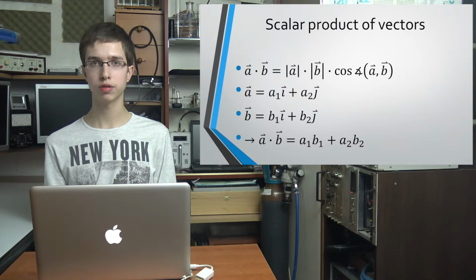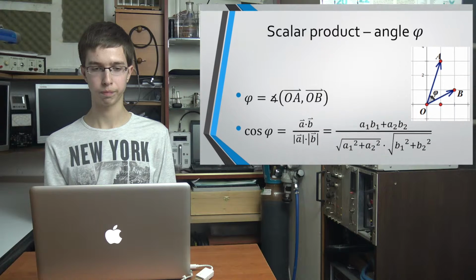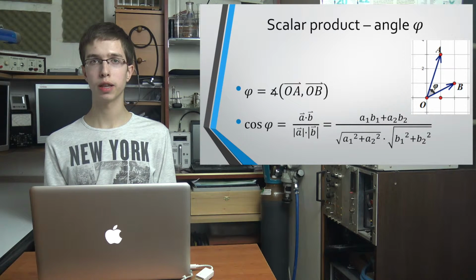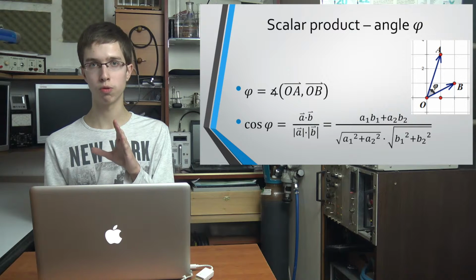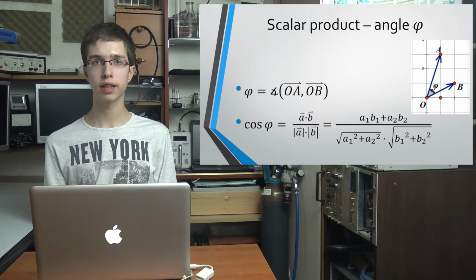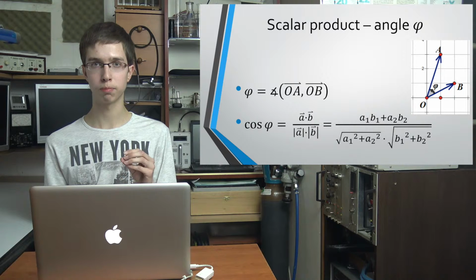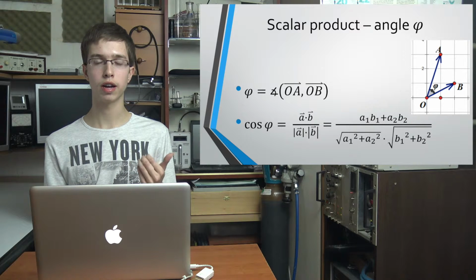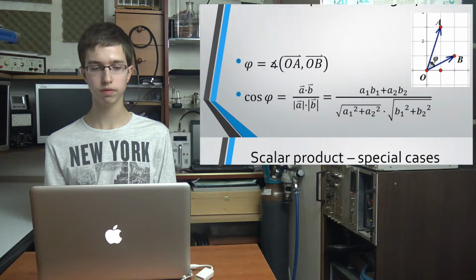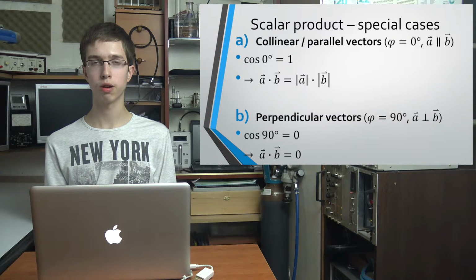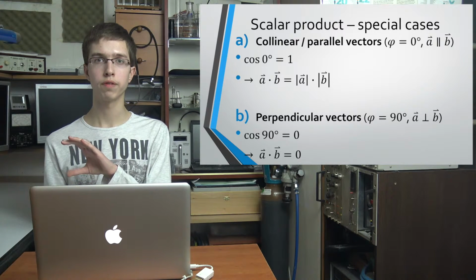The scalar product of vectors is the product of some vectors, for example a and b, which is calculated via this formula. Angle phi is the angle between these two vectors, for example OA and OB, and it's important to say that these two vectors have to have the same tail point. Here is point O. And cosine of phi is calculated via this formula, which is derived from the basic formula for the scalar product.